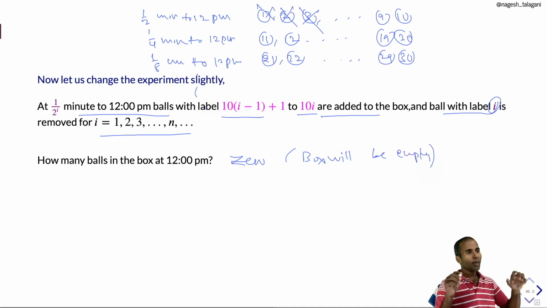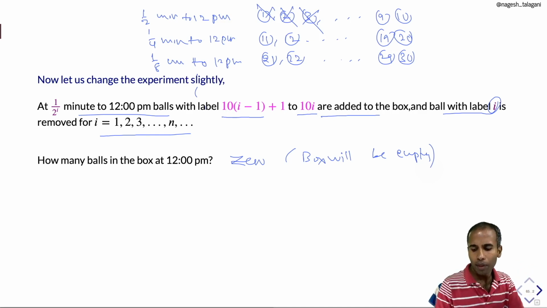I don't know how many of you can see this. In this process, every ball eventually gets removed, so at 12 pm there will not be any ball. You have to think logically. Don't think like you are doing an experiment, because you can't do an experiment when there are infinitely many balls involved. Think logically.